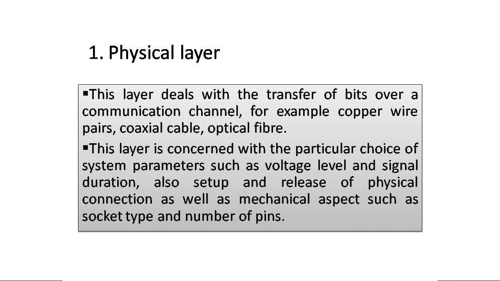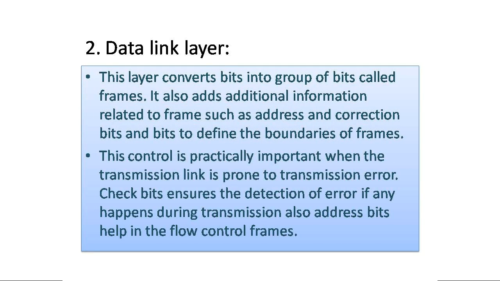1. Physical layer. This layer deals with the transfer of bits over a communication channel, for example copper wire pairs, coaxial cable, optical fiber. This layer is concerned with the particular choice of system parameters such as voltage level and signal duration. Also setup and release of physical connection as well as mechanical aspects such as socket type and number of pins.